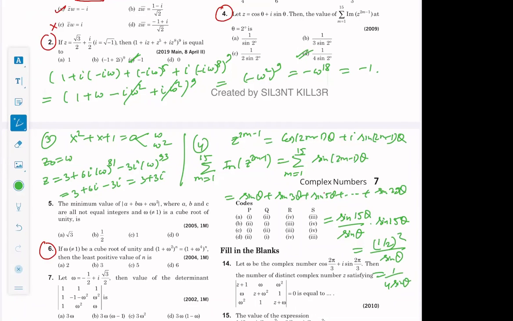Theta is given as 2 degrees. So sin 15 theta would be sin 30 degrees, and sin 30 degrees is 1 by 2. So the numerator would be 1 by 2 whole square, that is 1 by 4, divided by sin theta. So 1 by 4 sin theta.